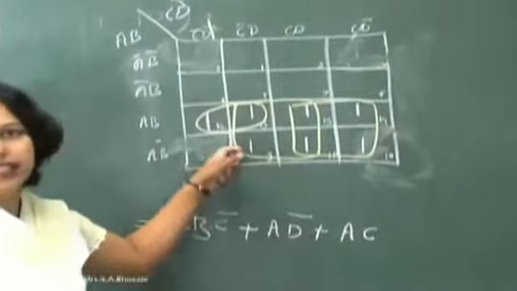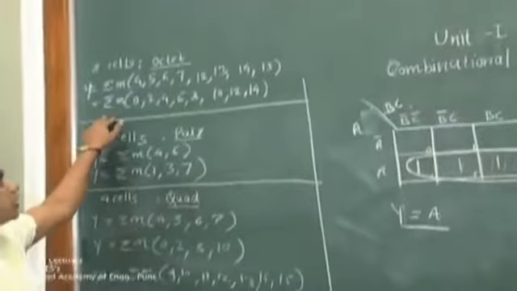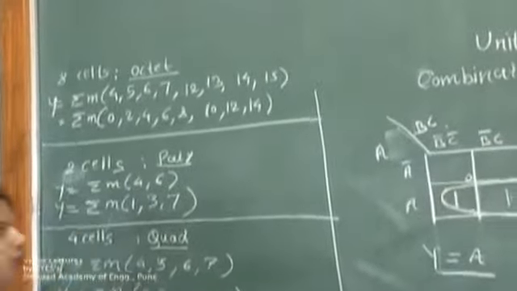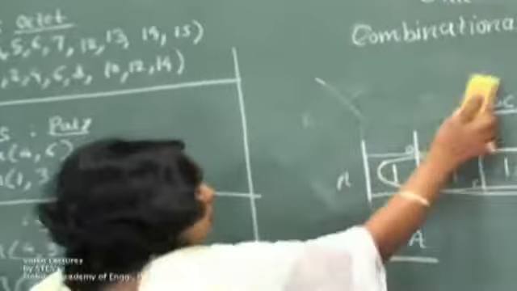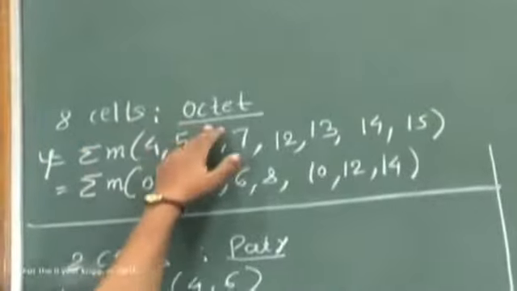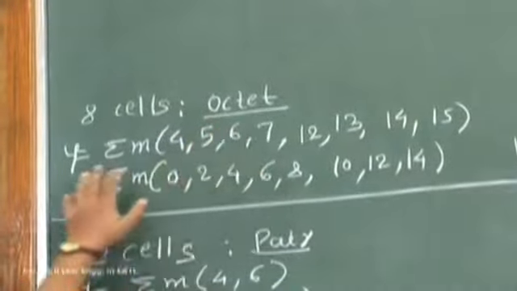Here we have done with all the cases of the 4 cell combinations, then we will go for the next, that is 8 cell combination. So that means 8 cells can be combined together, 8 adjacent cells, to reduce the equation. Now next is grouping of 8 cells, which is called as octet. So let us take the first example.